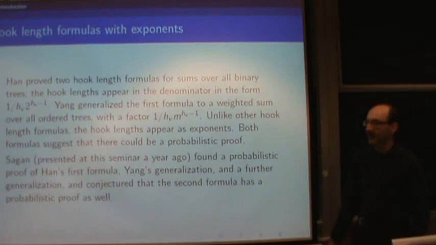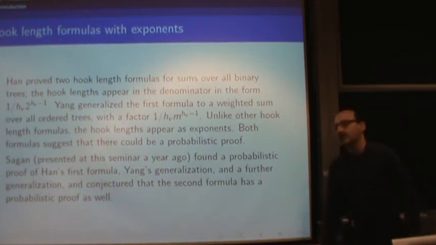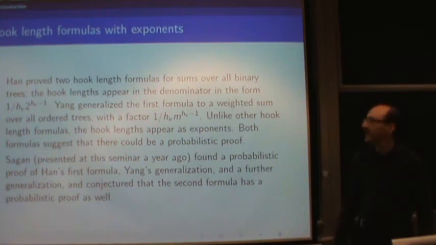By the way, so before also the trees were binary? No, my previous example just happened to be binary. That wasn't essential. Hand's results are specific to binary trees. And then they've been generalized to other types of trees as well. So Yang proved a generalization of Hand's formula to a weighted sum over all ordered trees. And with her weights, she had a factor of 1 over HV m to the HV minus 1.